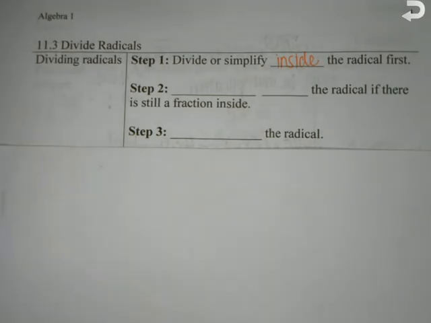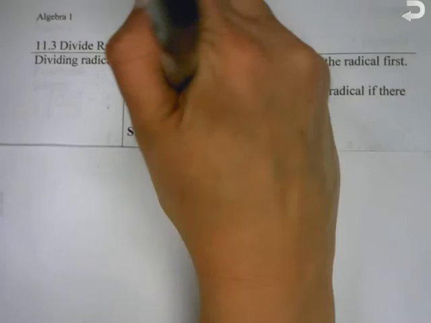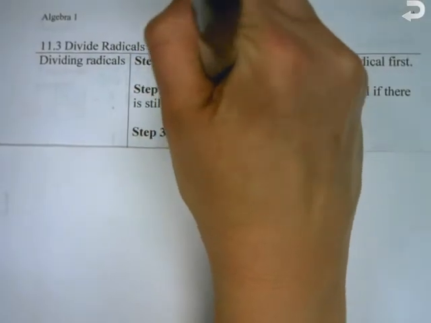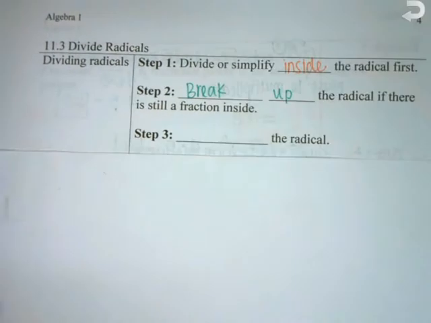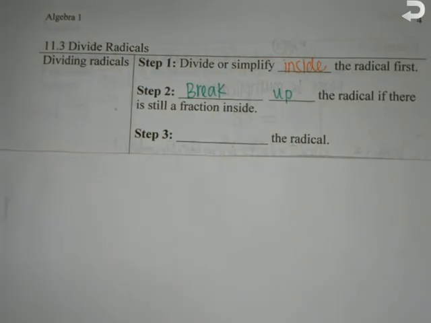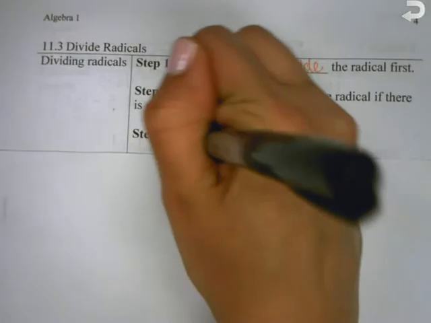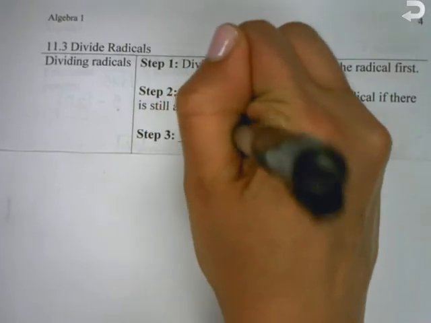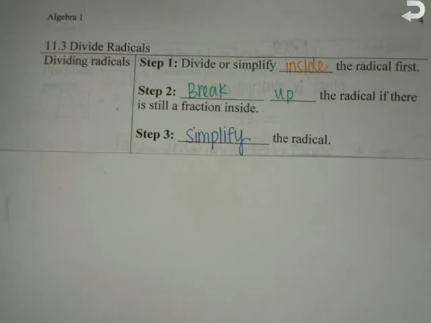And then we have done this before when there's a fraction in the radical. We get to break up the radical, if there is still a fraction inside. And last but not least, our last step is always to simplify. So we're going to first divide or simplify what we can to get the radical as small as possible. Then we're going to break it up, and then we're going to simplify again.